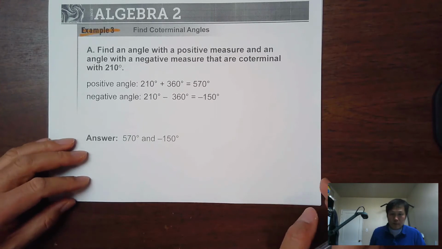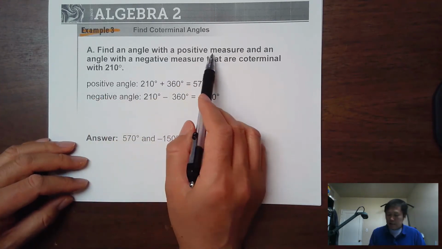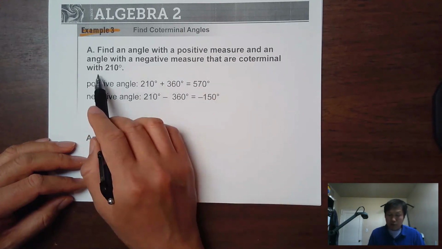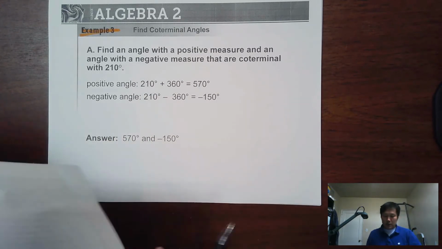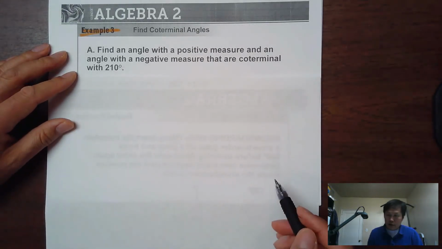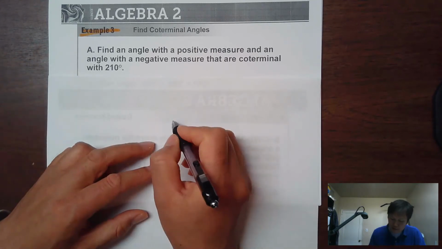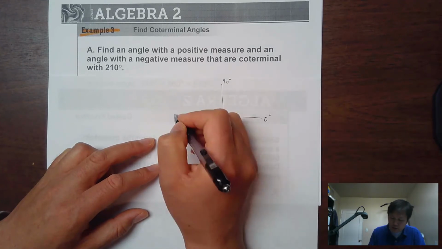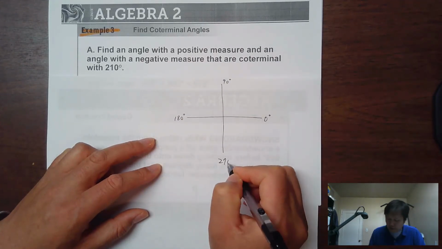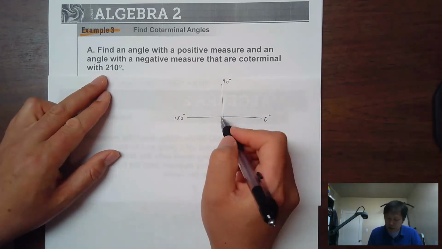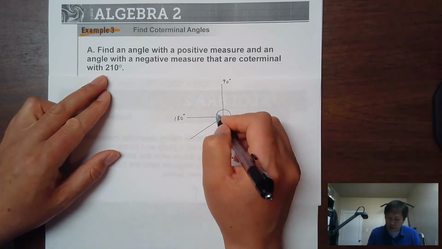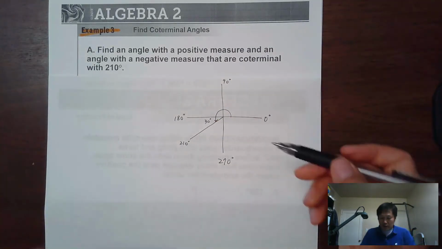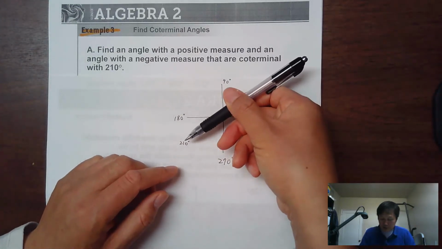Next question. Find an angle with a positive measure and an angle with a negative measure that are coterminal with 210 degree. What does that mean? So 210 degree, you are pointing it at, just to help you understand better, 0 degree, 90 degree, 180 degree, 270 degree. So 210 degree will be passing 180 degree all the way up to here by 30 degree. So 210 degree is right there. So that's the angle we are pointing at here.